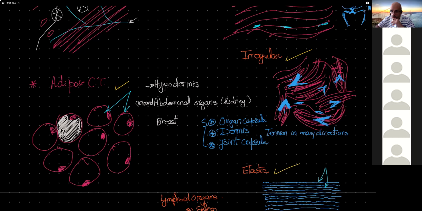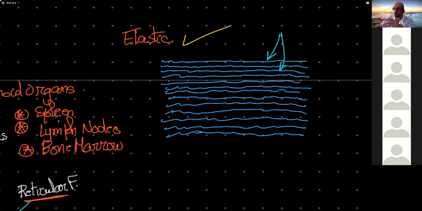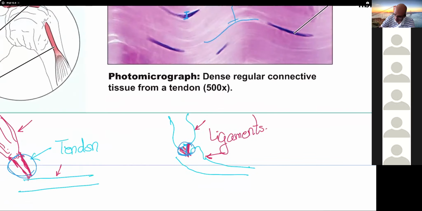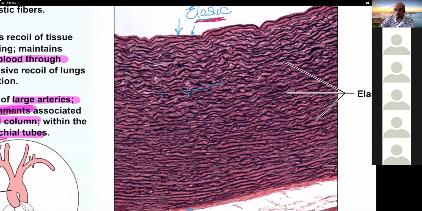All right, so when we look here, dense irregular connective tissue, pulling many directions. Where do I need many directions to be pulled on? In my skin, in my joint capsule, in my organ capsule. Remember, we've seen thin, darkly stained wavy fibers. Thin, darkly stained wavy fibers are closely packed against one another. Let me remind you of how this looked. Thin, darkly stained wavy fibers, those are my elastic fibers.